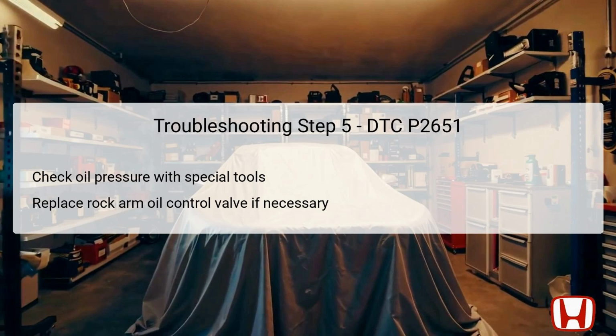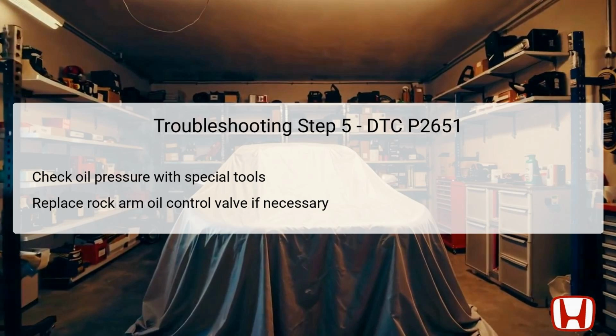Once equipped, restart the engine and navigate to the VTEC test on the HDS. During this test, the oil pressure should be greater than or equal to 45 kilopascals or 6.5 psi. If you find the pressure to be inadequate, it suggests potential issues with the VTEC system oil passages or the rocker arm oil control valve itself.